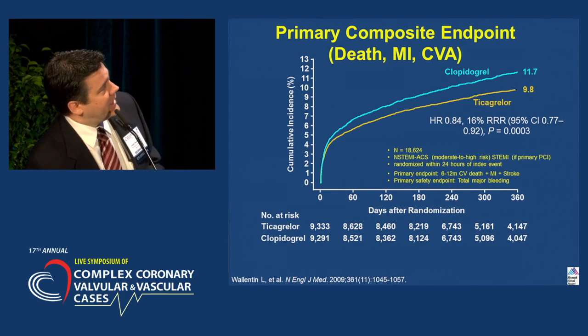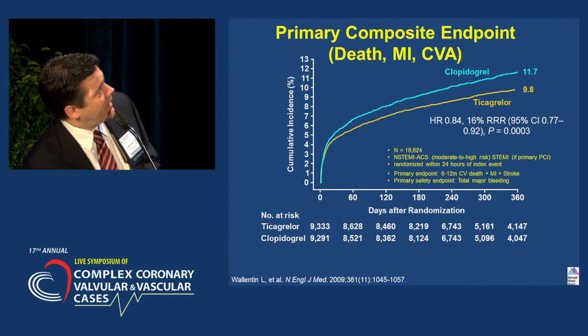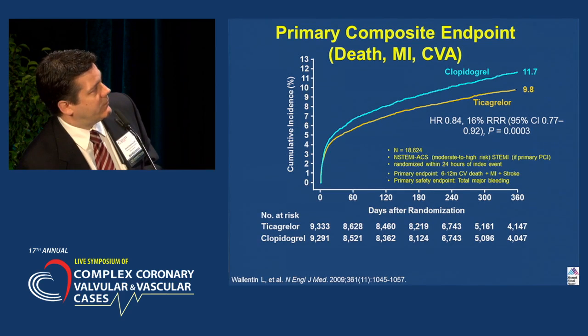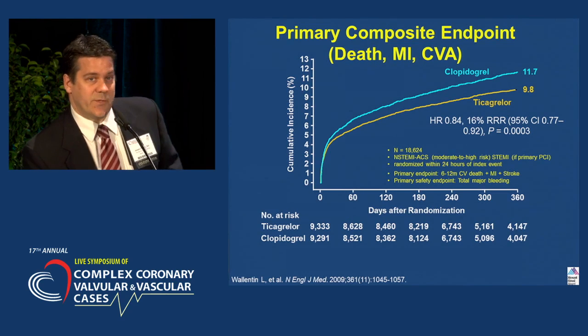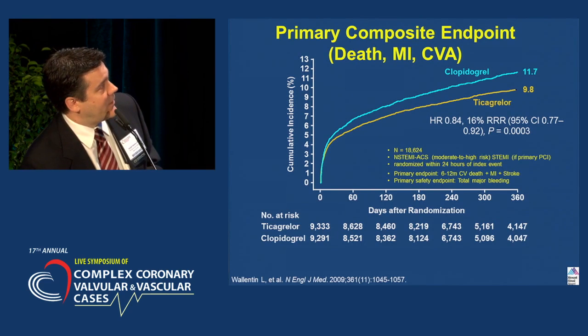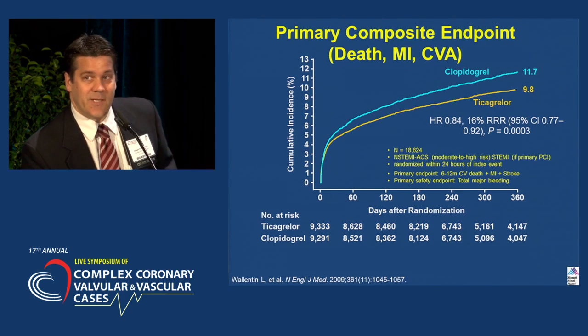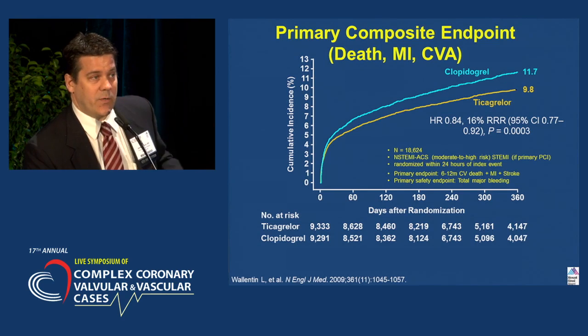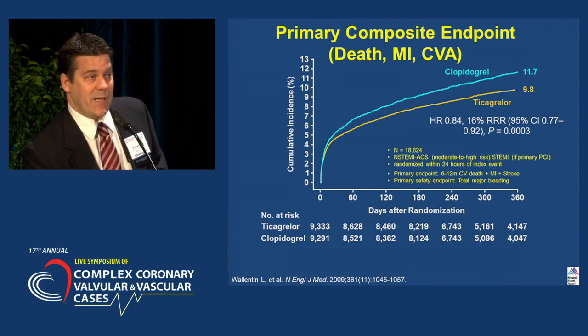It was studied in the landmark trial called PLATO. You may have heard of that. And when you look at the primary endpoint of death, MI, or stroke, those patients that received ticagrelor in yellow did much better than those patients that received clopidogrel. A 16% relative risk reduction in the primary endpoint. So very, very impressive. Again, very large trial, 18,000 patients. Again, acute coronary syndrome patients. So those patients were having an MI.